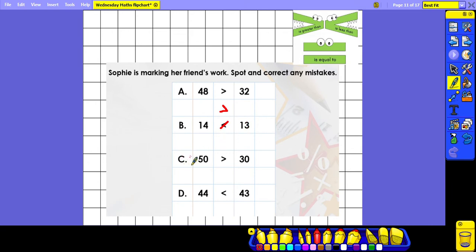For question C, she has written 50 is greater than 30. That is correct, so we don't need to change that one. And for D, she has written 44 is less than 43. And here she has used the wrong symbol again because 44 is greater than or more than 43. So she should have used this symbol.